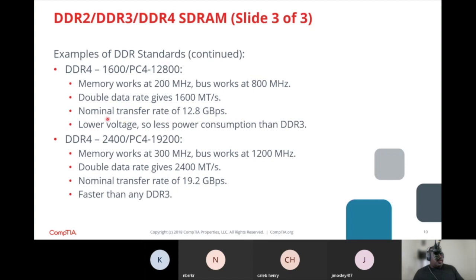So DDR3, 12.8 gigabits per second, but DDR4 1600 has a lower voltage than DDR3, so it's lower power consumption. And then the DDR4 2400 moves at 19.2 gigabits per second, and it's faster than any DDR3 RAM.